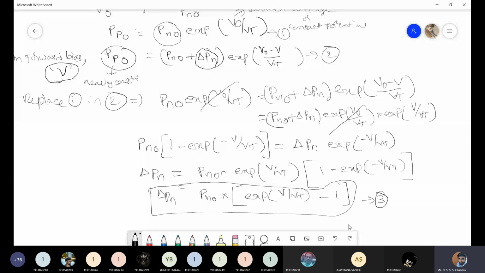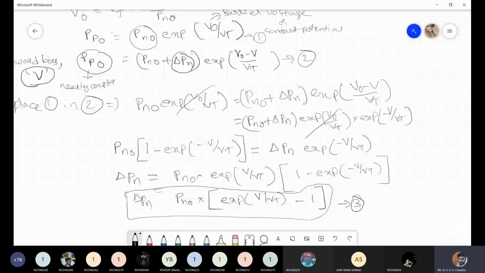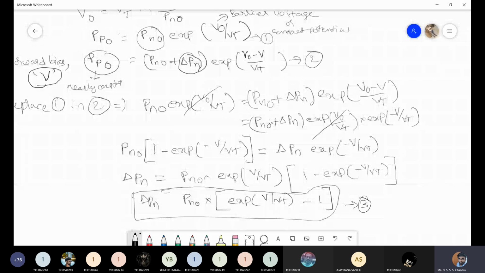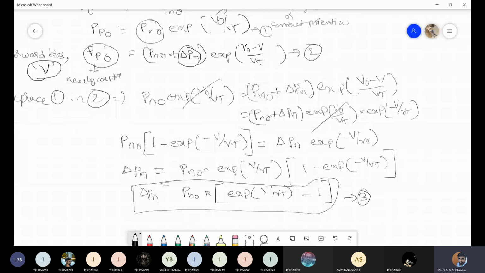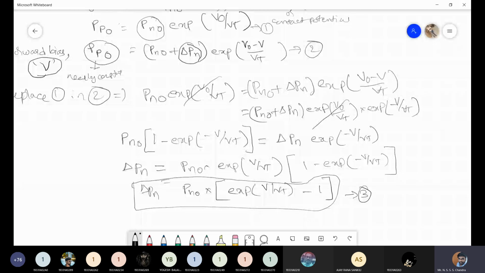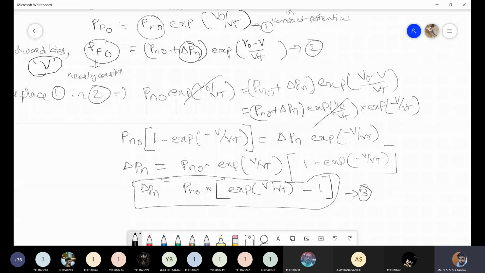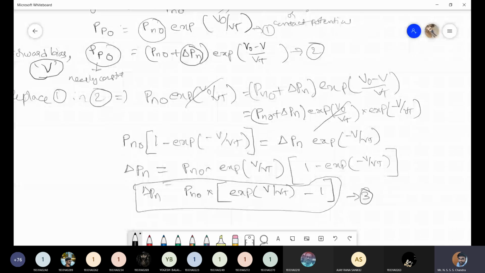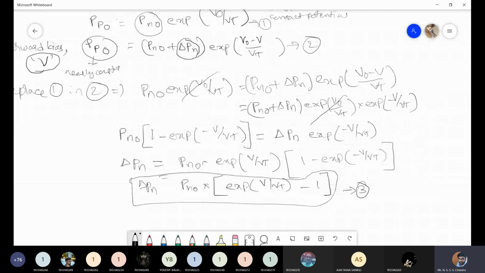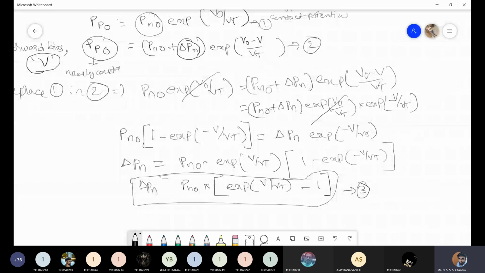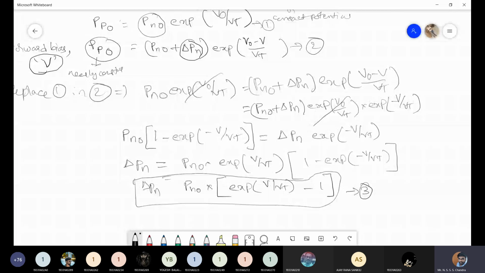So if you check this equation 1, your Pp naught is equal to Pn naught into exponential of V naught by Vt, which is our original Boltzmann's relationship. So what I'll be doing is replacing this Pn naught value from equation 1. I'll be writing Pn naught in terms of Pp naught, because Pp naught is a constant term, whereas Pn naught may or may not change, right?